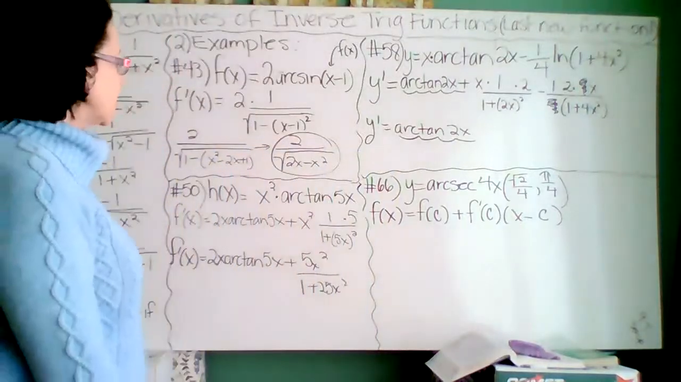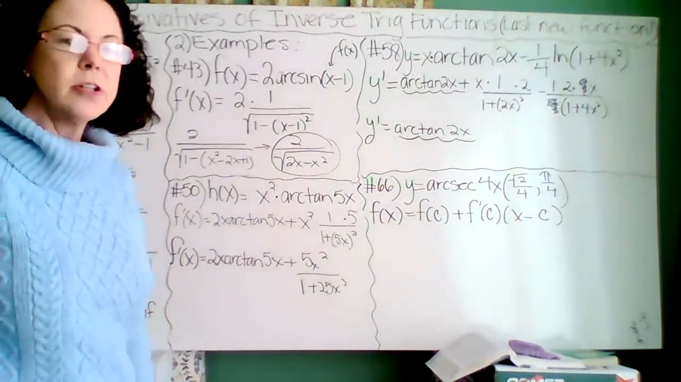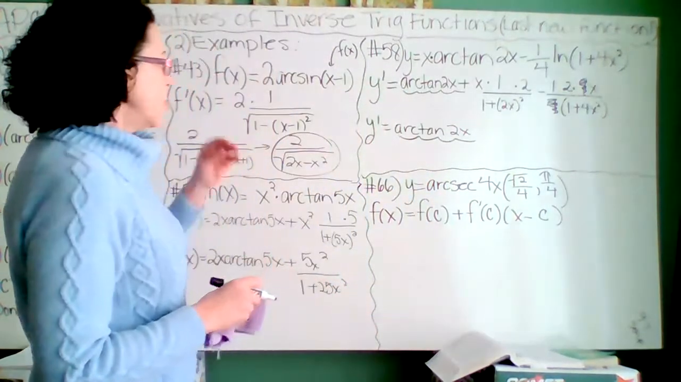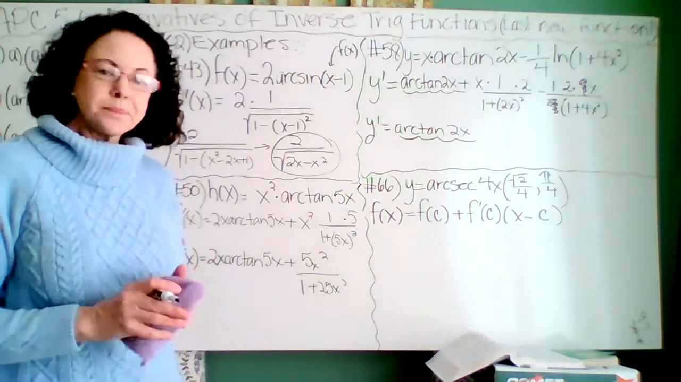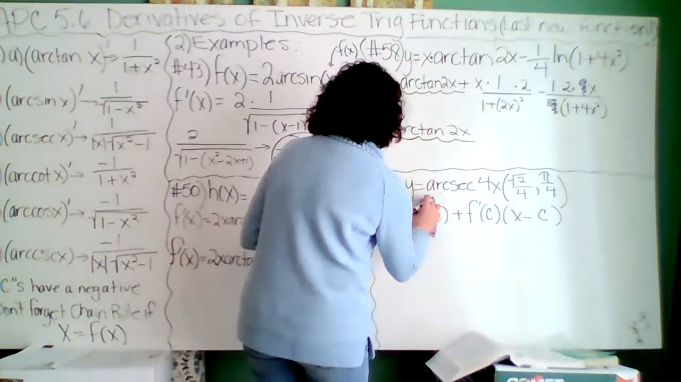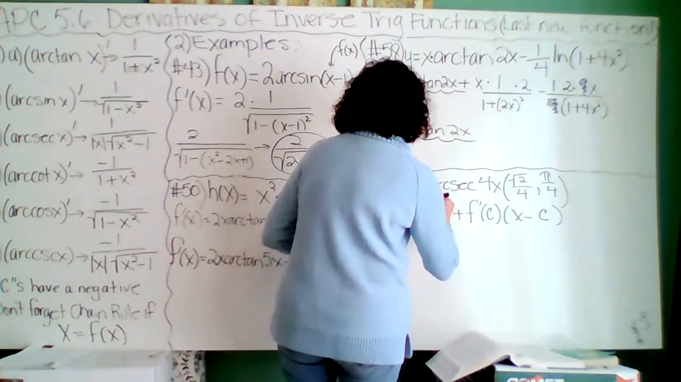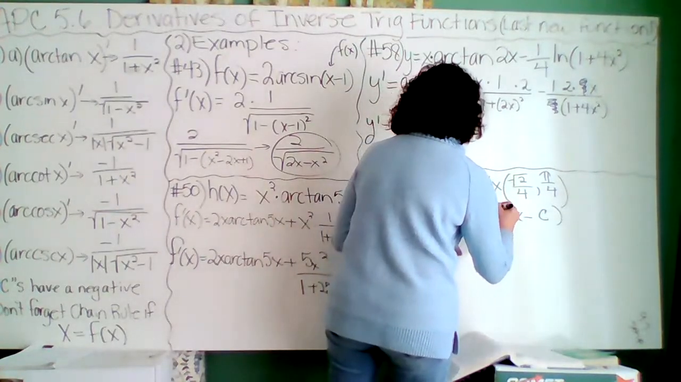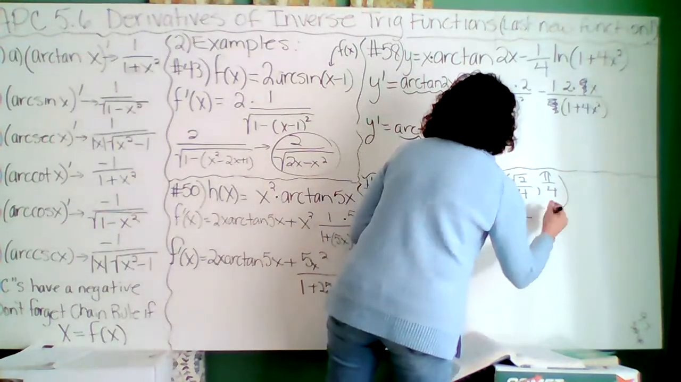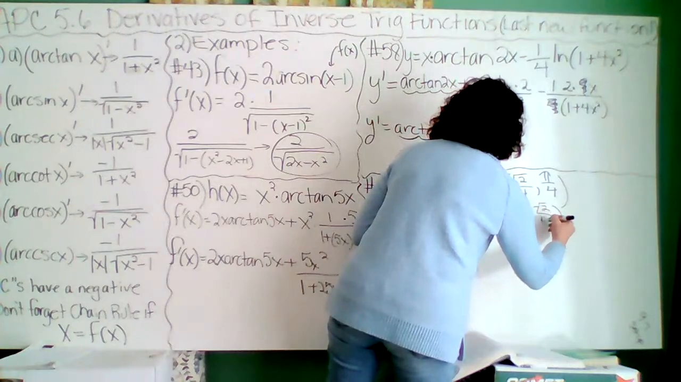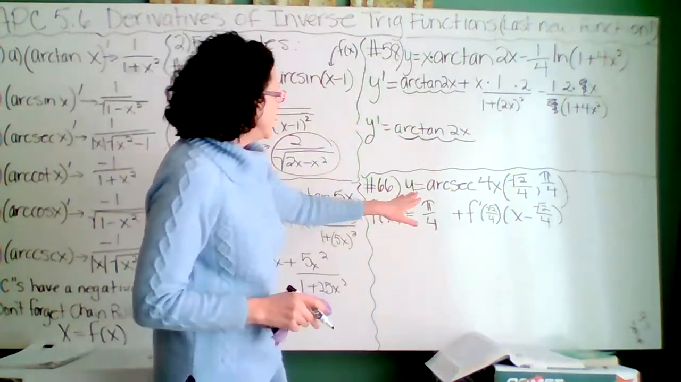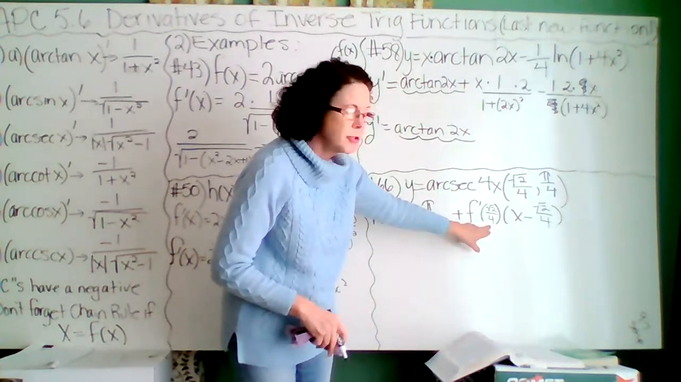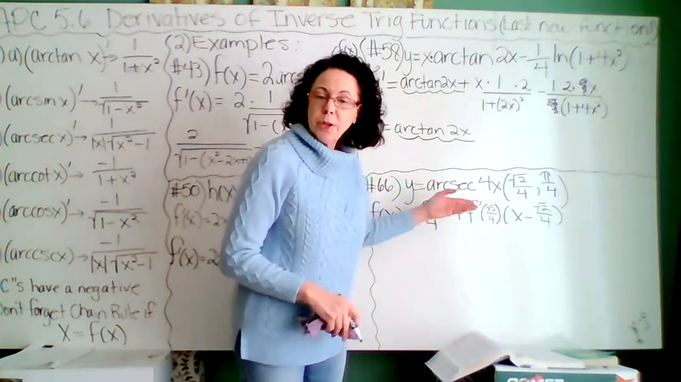Okay, next on number 66, they ask for the equation of a tangent line given y equals arcsecant of 4x at the point square root of 2 over 4 and pi over 4. So the first thing I'll do is put in the point, pi over 4, square root of 2 over 4, square root of 2 over 4. There we go. So all I need now is the derivative of arcsecant of 4x, and I'm going to evaluate it at the square root of 2 over 4 and substitute it in, and I'm done.